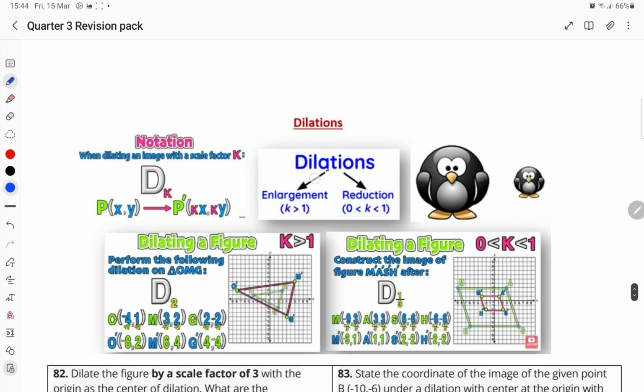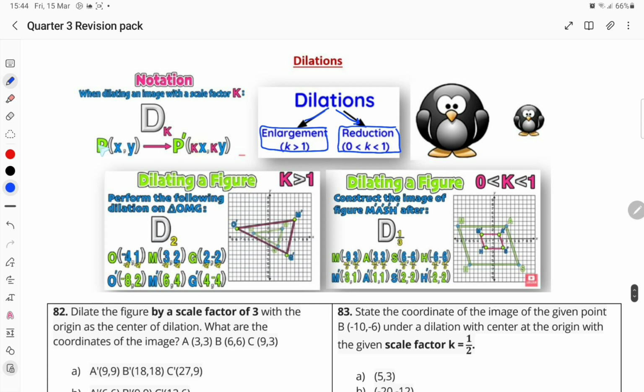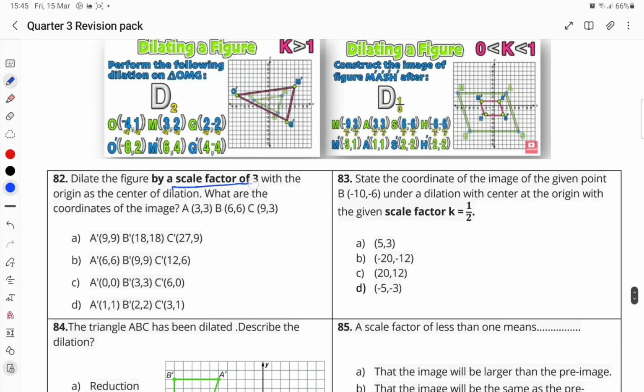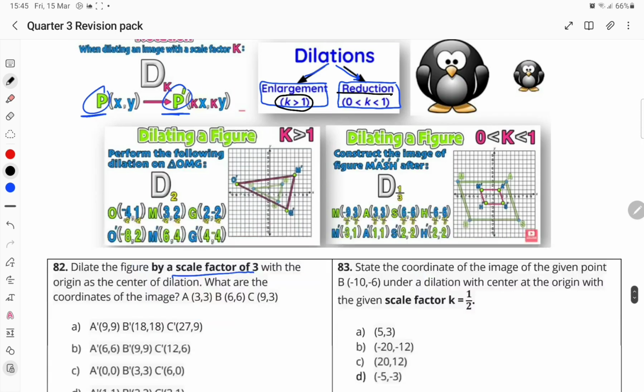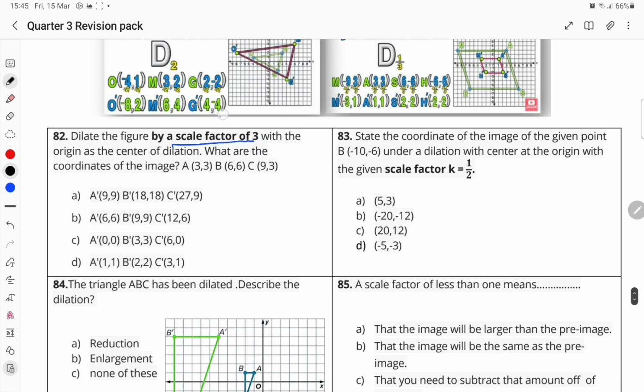Dilation is either enlargement or reduction. When it gets bigger, enlargement. When it gets smaller, we call it reduction. Again, from P to P prime. This is the original, and P prime is the image. Dilate by a scale factor of 3. Whenever the scale factor is greater than 1, enlargement. If the scale factor is less than 1 and greater than 0, this is reduction. So for example, scale factor 3 is greater than 1, so it is enlargement. Here the scale factor is half, it is less than 1, so it is reduction.